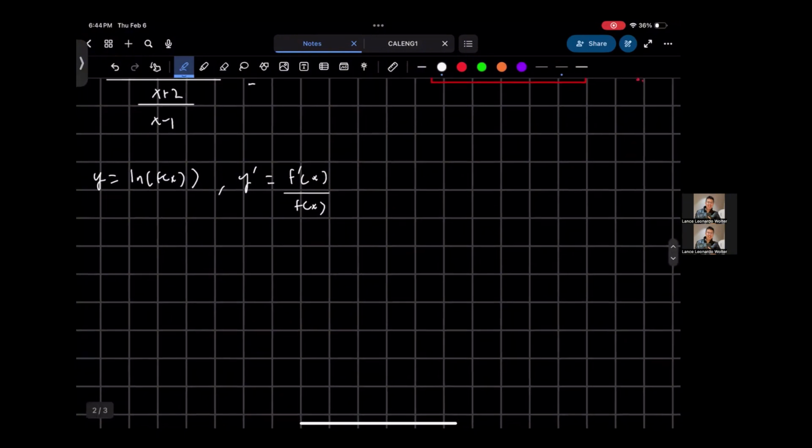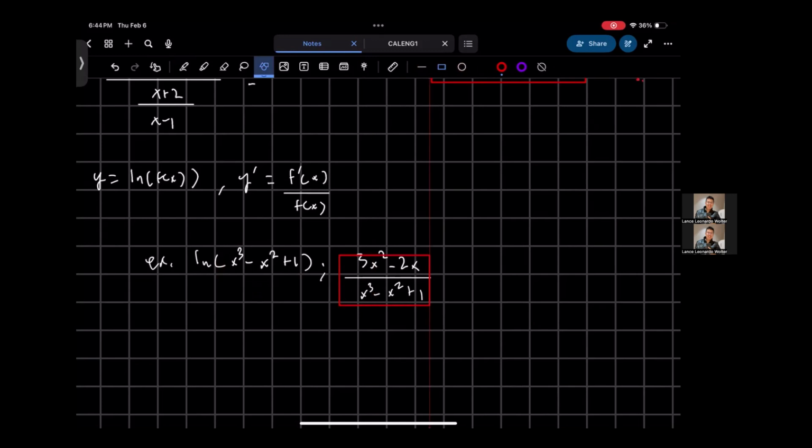So let's have an example. Let's say ln of x cubed minus x squared plus 1. Now you just have to get the derivative of the inside, right? Just like your logarithmic function. You will just get 3x squared minus 2x. And then you just have to copy the original function. And this is your final answer. So remember, this one is the derivative of this one, and this one, you just copy this one.